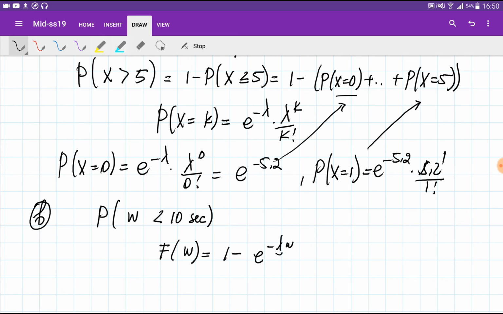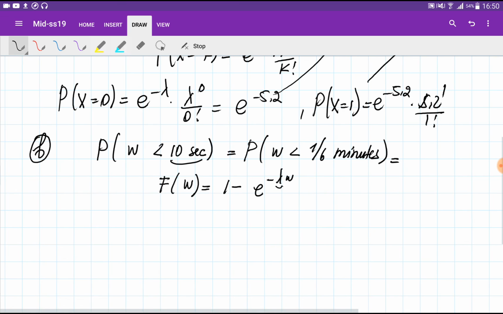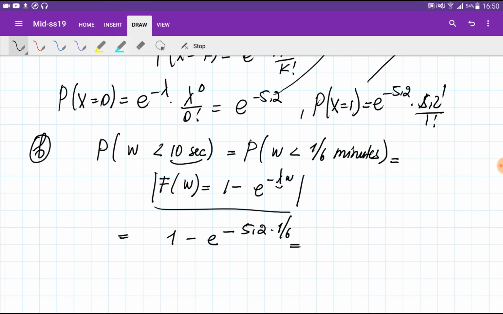Note that this lambda should be scaled in seconds if we would like to do this in seconds, or we need to calculate this probability in minutes. So omega less than 10 seconds is actually 1 over 6 minutes. According to this formula, this will be equal to 1 minus e to the power of minus 5.2 multiplied by 1 over 6, so 1 minus e to the power of minus 2.6 over 3. We can leave the answer like this.